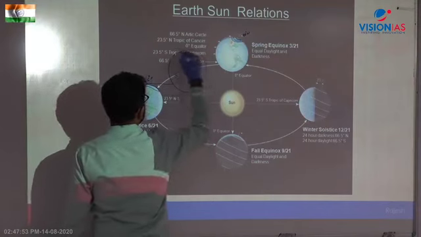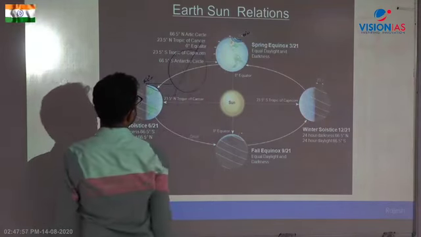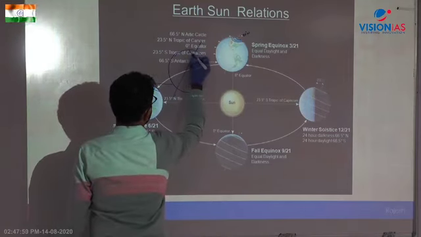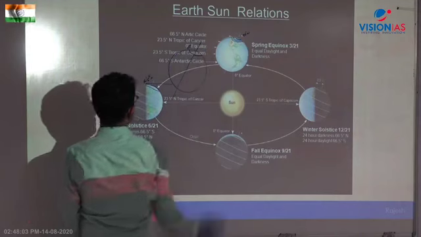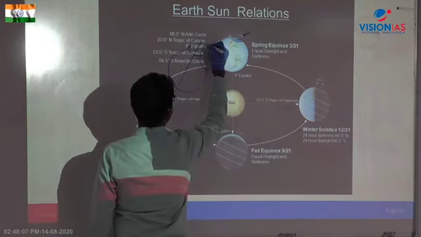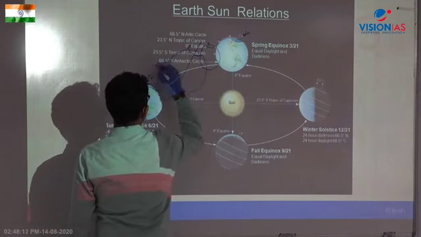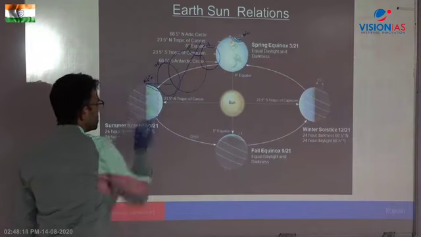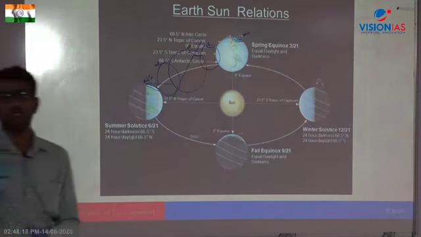Let's imagine a place here in between. At this position maybe it has come to 75 degrees. Here it is maybe 85 degrees. So here it is maybe 70 degrees. Maximum it will come to 66.5 degree. I am talking about the duration which is exposed to the sun all the time.